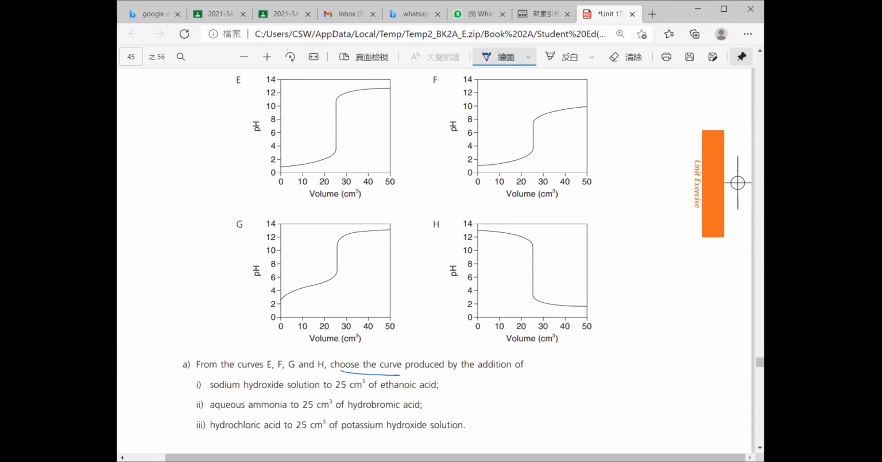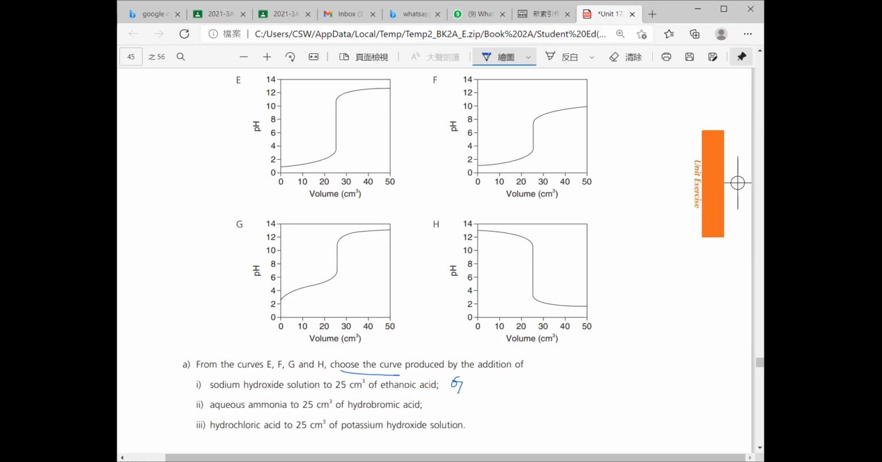A1. Sodium hydroxide solution is added to ethanoic acid, 25 ml of ethanoic acid. Which graph would best represent this, E, F, G, or H? G. It's G. Yep, G.